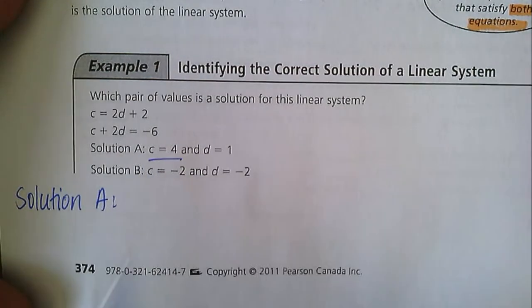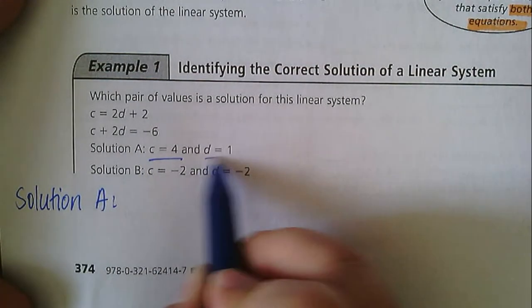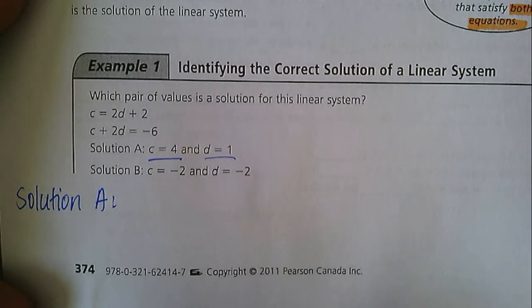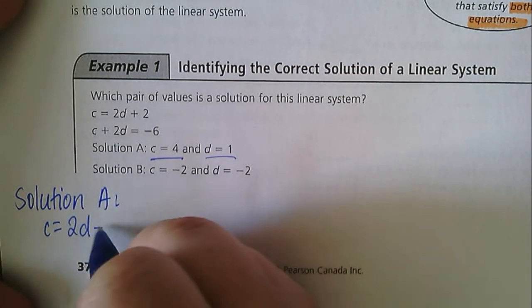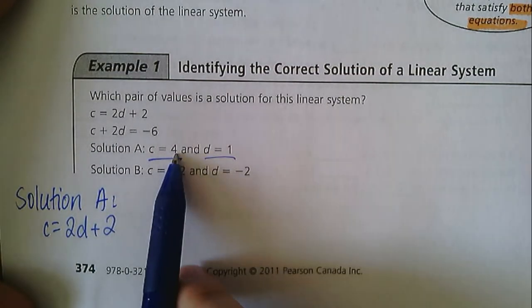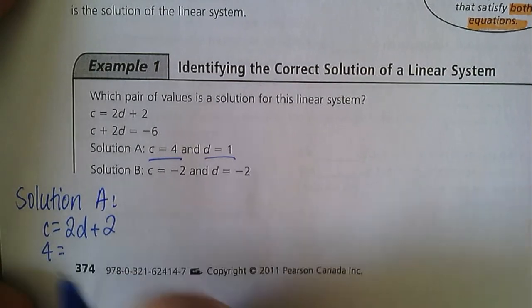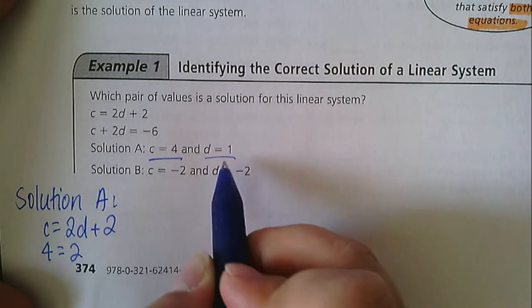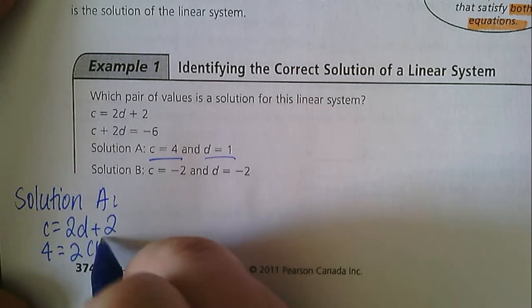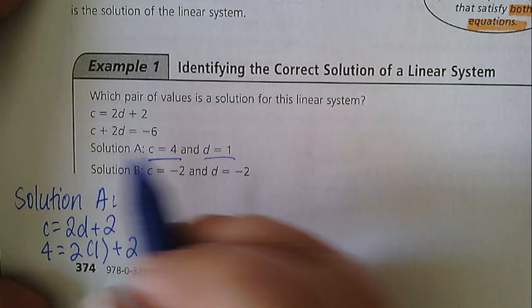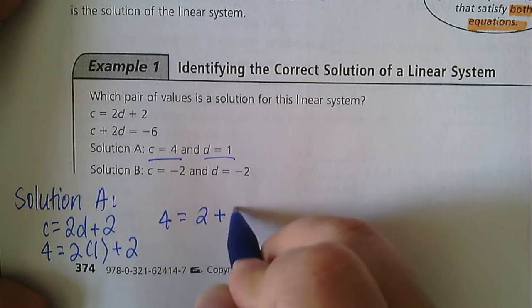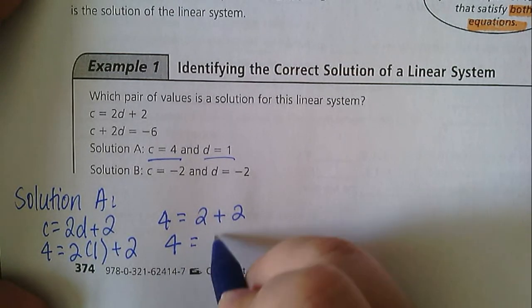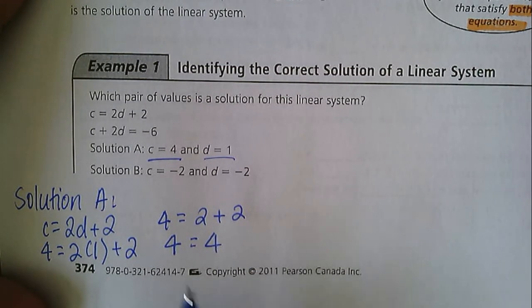Okay, so for solution A, anytime there's a C, we're going to input the number 4, and for D, we're going to input the number 1. So we have to try this for both equations. So C equals 2D plus 2. Again, where there's a C, I'm going to input 4. So 4 equals 2 times 1 plus 2. So 4 equals 2 times 1 is 2, plus 2. So 4 equals 2 plus 2, which is just 4. So in this case, for the first equation, left side does equal right side.